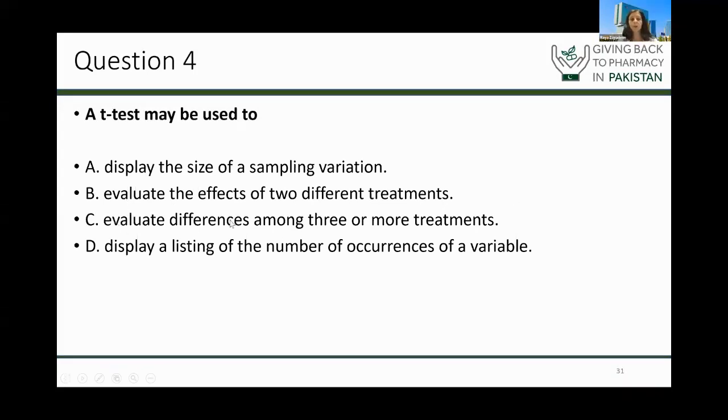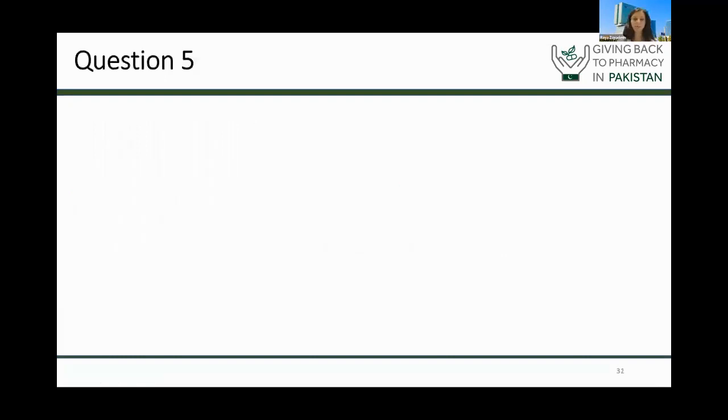Are you going to evaluate the differences among 3 or more treatments? Remember when I told you about the trick questions, so 3 or more is not a t-test. Display a listing of the number of occurrences of a variable. That to me sounds like the mode. So your correct answer would be B.